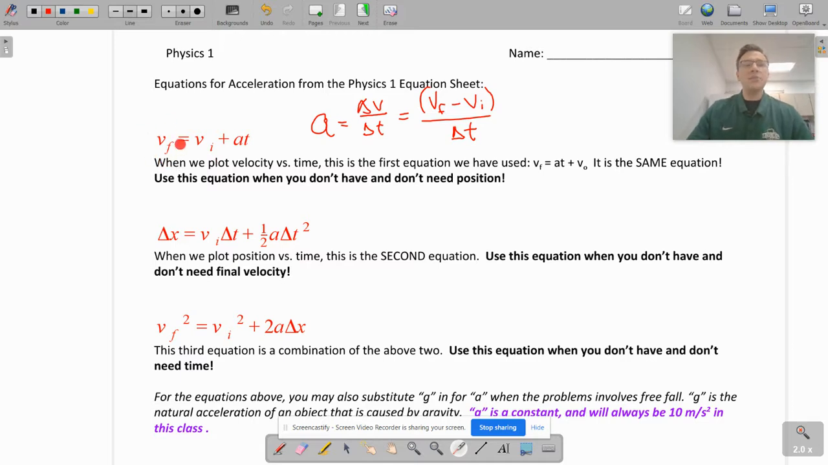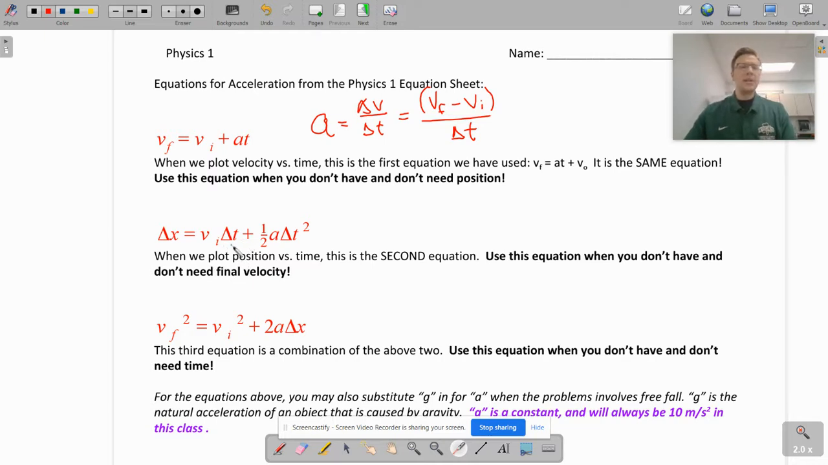Now, Vf is your final velocity, Vi is your initial velocity, A is acceleration, and t is time. Sometimes you will see this equation rearranged like this, where you have the initial velocity at the end. I always use Vi, a subscript i, for initial velocity, but sometimes you'll see a little o there, v-naught, the initial velocity. Don't get confused if you see that. It's the same thing. This equation is used when you don't need the position of the object, and we'll talk about that with all the other equations together.